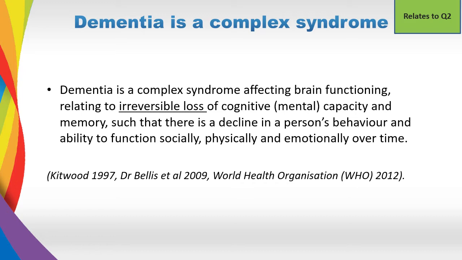So we can see from this definition here that it is not just affecting a person's memory. What it says is that there is irreversible loss, so there's going to be a loss in the brain of their mental capacity and of their memory, but that also because of that problem within the brain, because you're losing those nerve cells in the brain, what is actually happening is that people will struggle to socialise and communicate. People will begin to struggle to move around as they used to, and people will have a change in their emotional state as well.